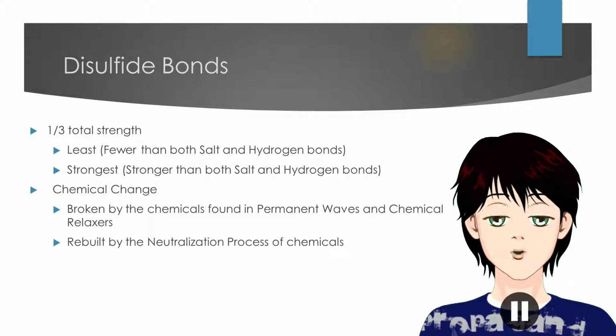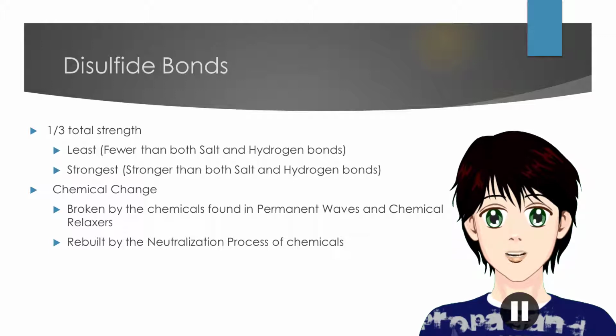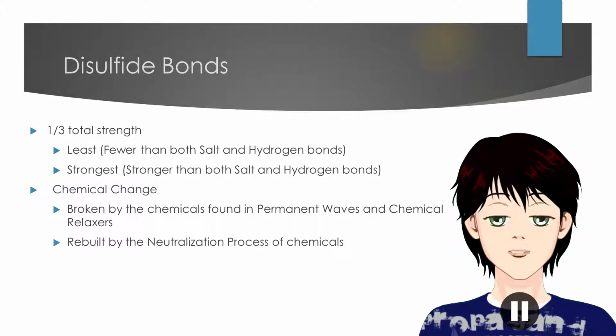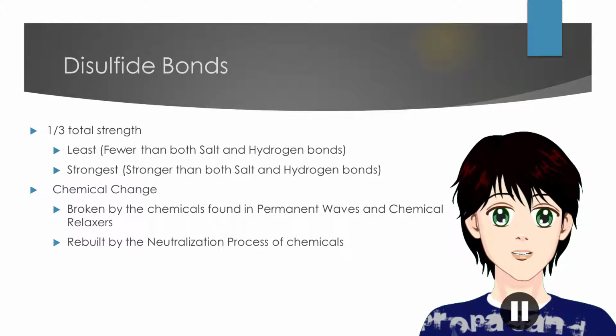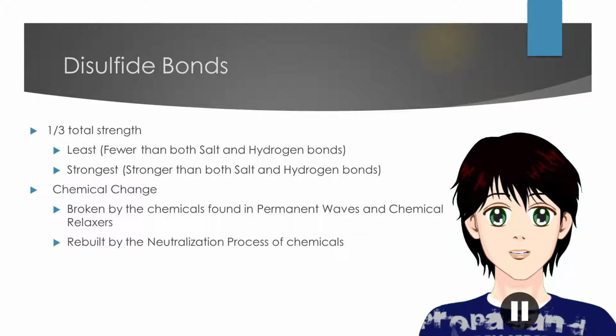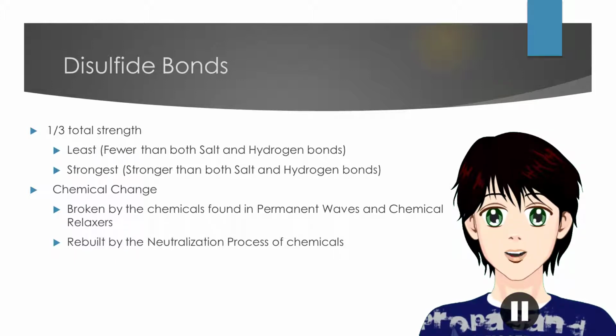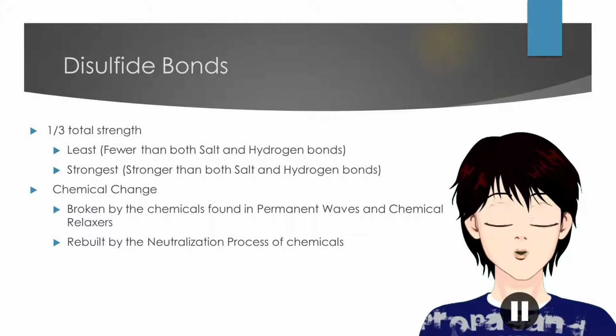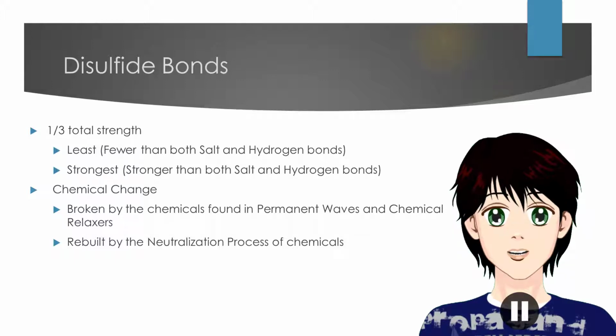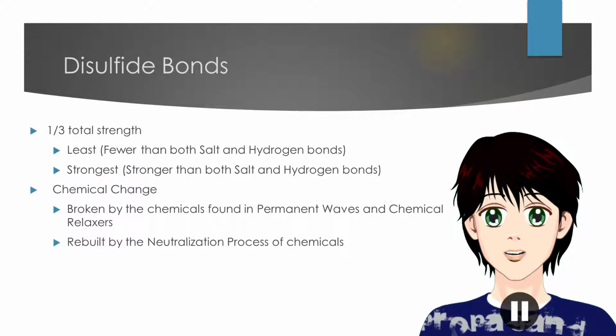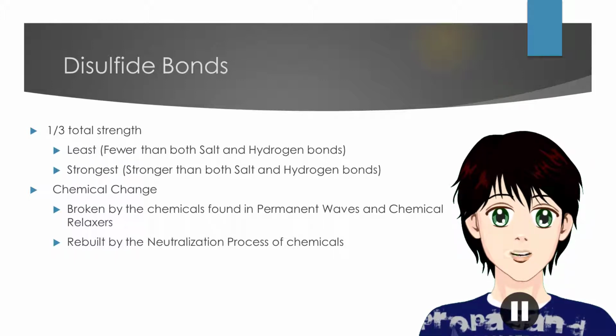Disulfide bonds account for 1/3 of the hair's total strength. There are fewer disulfide bonds than either salt or hydrogen bonds. Disulfide bonds are the strongest of the 3 types of side bonds, stronger than both salt and hydrogen bonds. Disulfide bonds effect a chemical change in the hair, meaning they can only be broken by the chemicals found in permanent waves and chemical relaxers, and can only be rebuilt by the neutralization process of those chemicals.